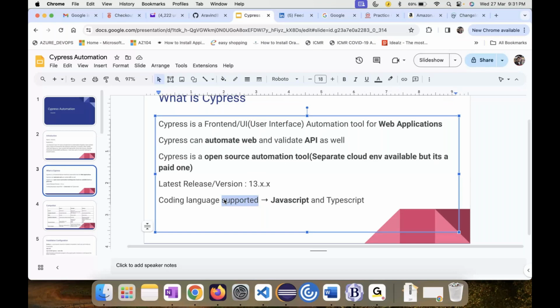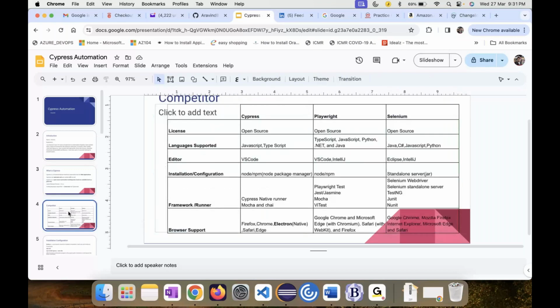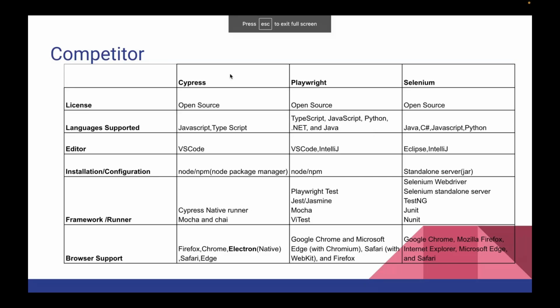So coming to the next thing, who are the competitors? These are the competitors: Cypress, Playwright, and Selenium. Cypress, all are open source.